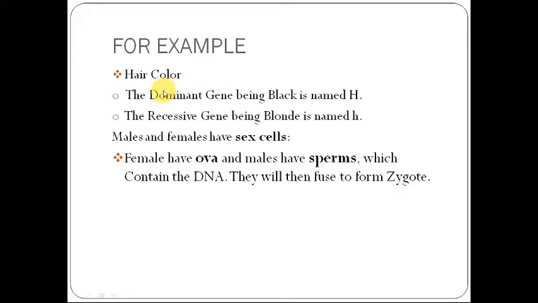Let's take the example of hair color. The dominant gene being black is named H. The recessive gene being blonde is named h. Males and females reproduce, and they reproduce through sex cells. Females have the ova and males have sperm, which contain the DNA information. When they both fuse, they form a zygote.